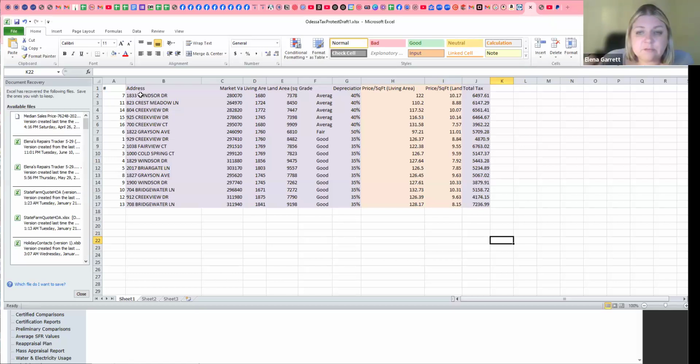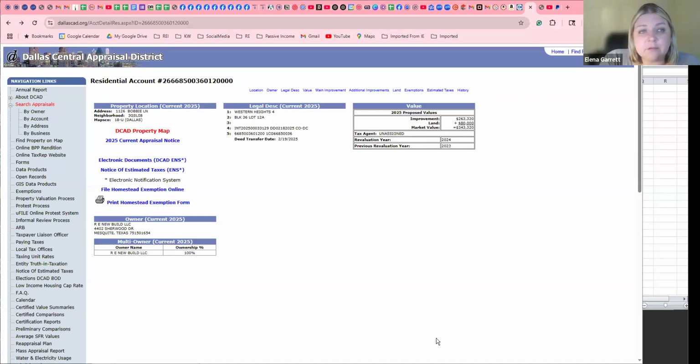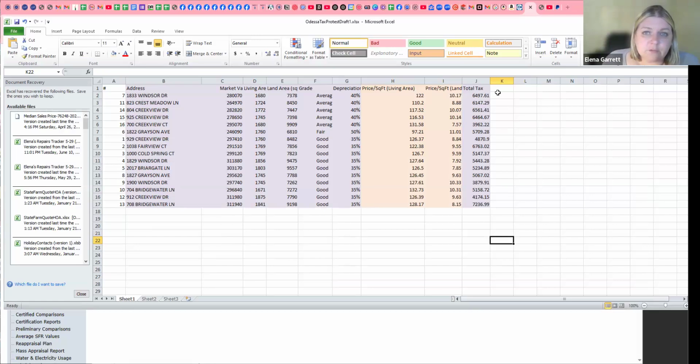Then you take this list of addresses, you go on the appraisal district website, and you start to collect data from the appraisal district website, filling out these parts of the information, the one in light purple. And then after you're done collecting that information, you just fill out the data.